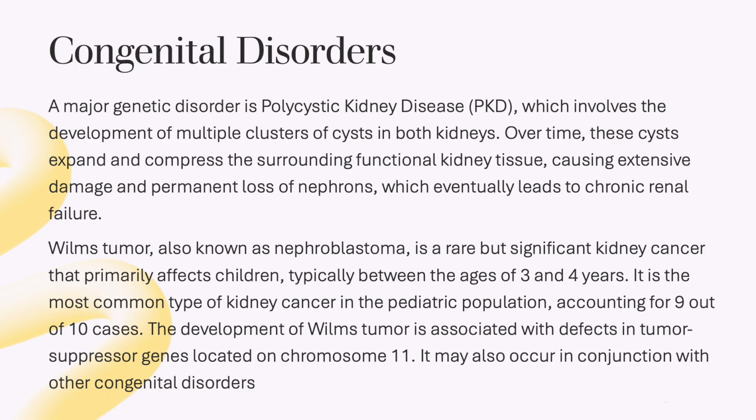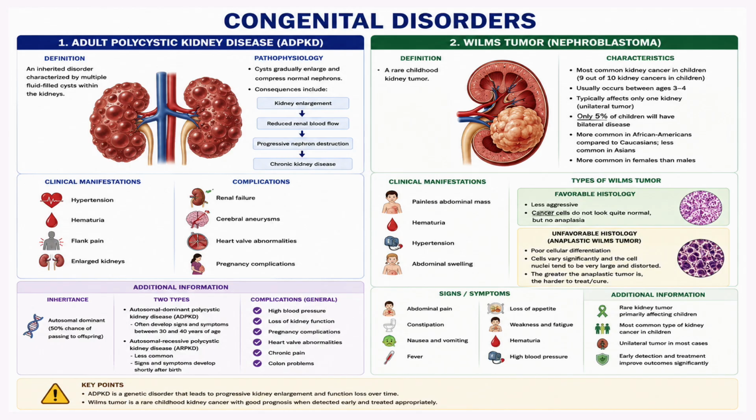Congenital disorders are urinary disorders that are inherited or occur during development. These often lead to progressive kidney dysfunction over time and may require lifelong monitoring. In adults, it's polycystic kidney disease, PKD we call it. And in children, a developmental one is Wilms tumor. Here's a cheat sheet for both of those. Please print it out and use it to review these diseases.